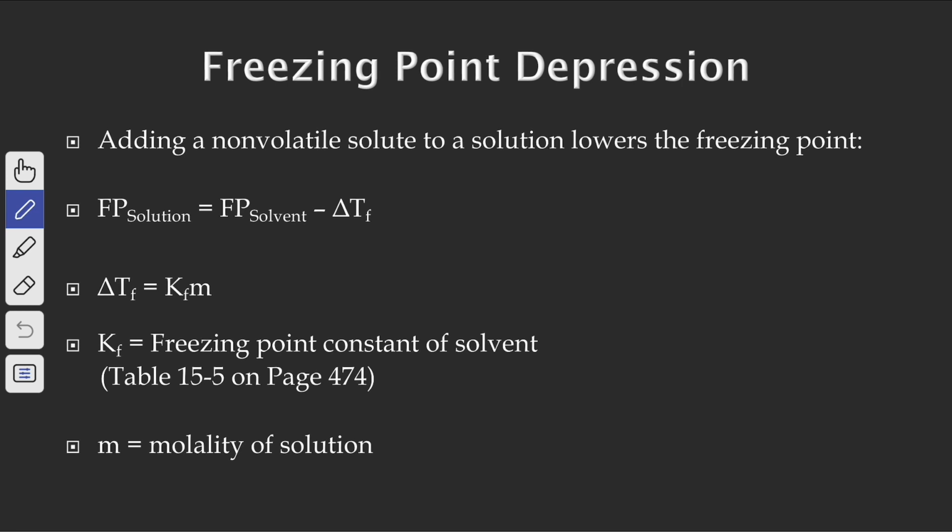In order to determine the change in freezing point, you're going to take the Kf value, the freezing point constant of the solvent, and multiply it by the molality of the solution. And there's a table of freezing and boiling point constants in your packet. And again, like I said, the little m is molality.